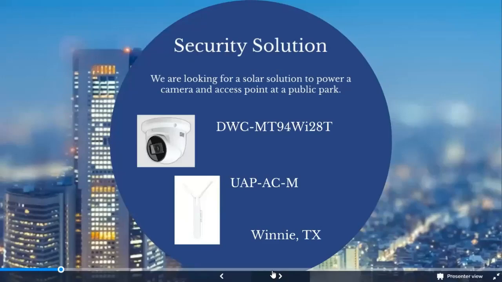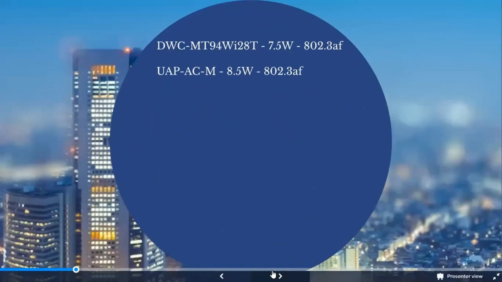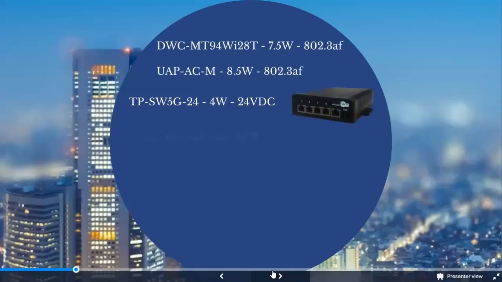So what we do is we first Google the part number. We find the data sheet for the DWC, and we see that it is 7.5 watts to be powered at 802.3af, which is the 48 volt standard. The UAP AC is 8.5 watts, also 802.3af. So both are 48 volt. Now to power both devices, we're going to need a switch. And so we're going to recommend our SW5G-24. This switch will convert 24 volt to the 802.3af. But since it is a device, it will have draw. So we need to add that 4 watts. That gives us a total power draw of 20 watts.